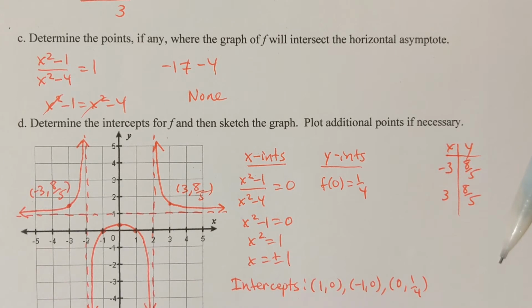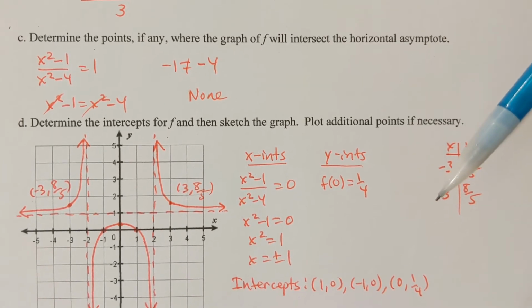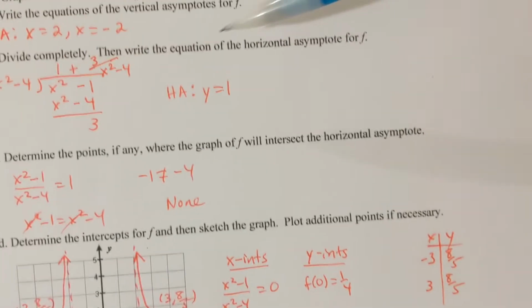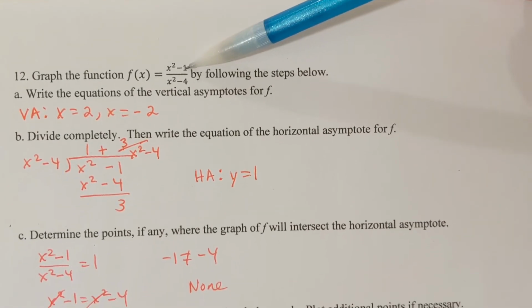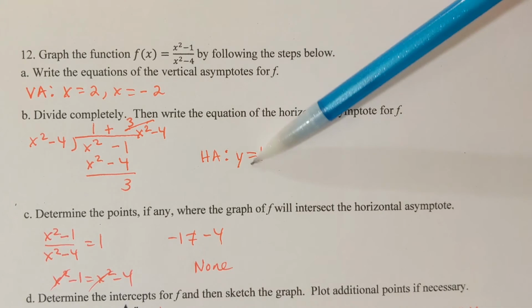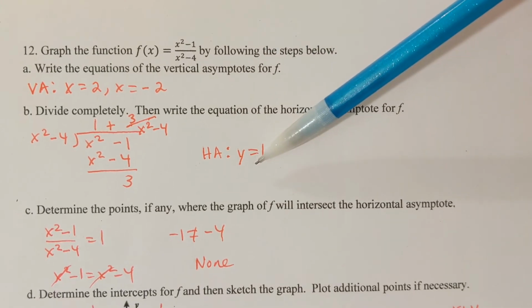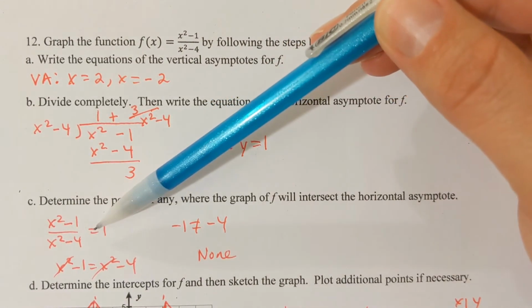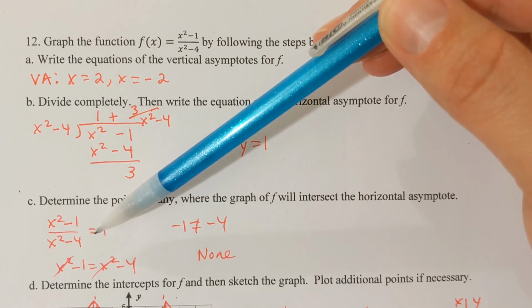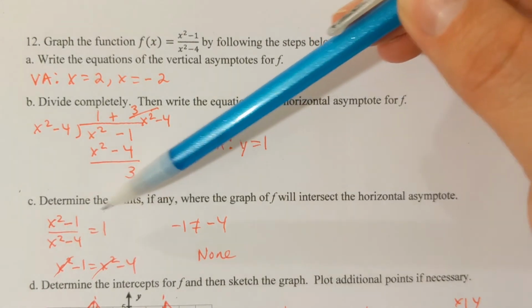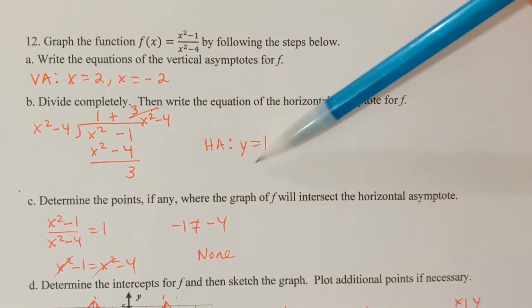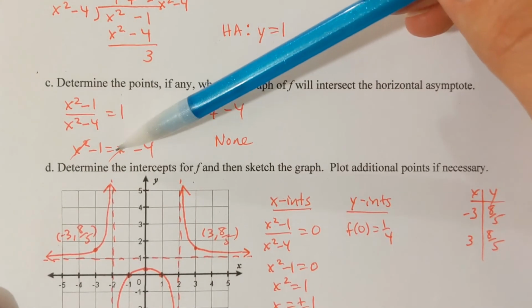So now the way to check if a graph crosses a horizontal asymptote would be to set the function and the asymptote equal to each other and then solve for x. Any solutions to that equation would mean that there are intersection points on the graph. So I've got this set up here. I'm setting the function equal to the asymptote and solving for x.